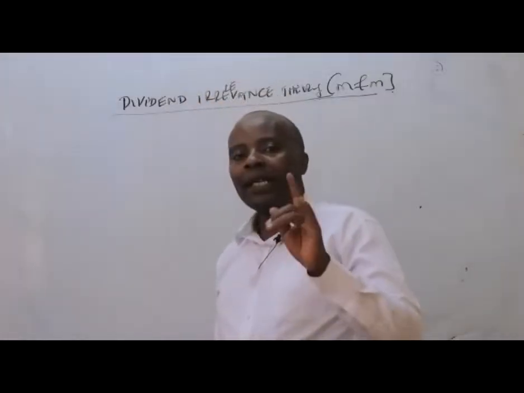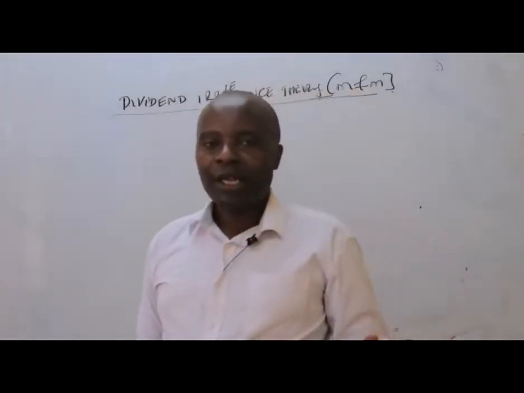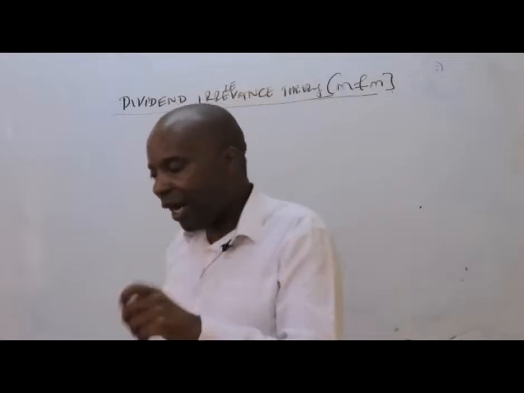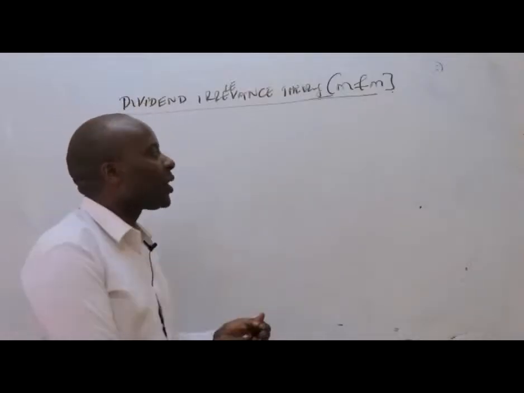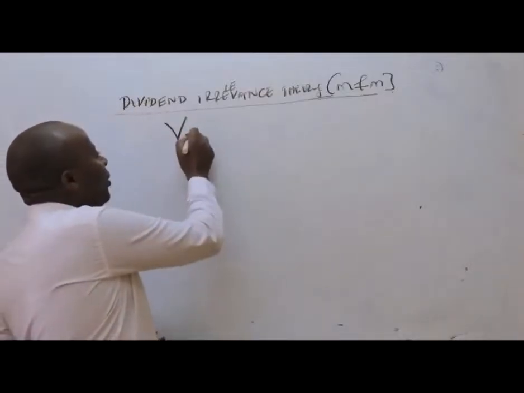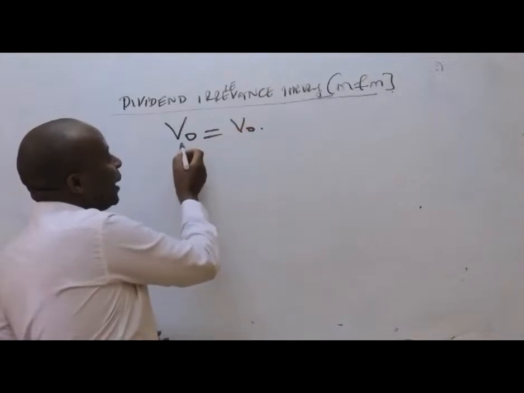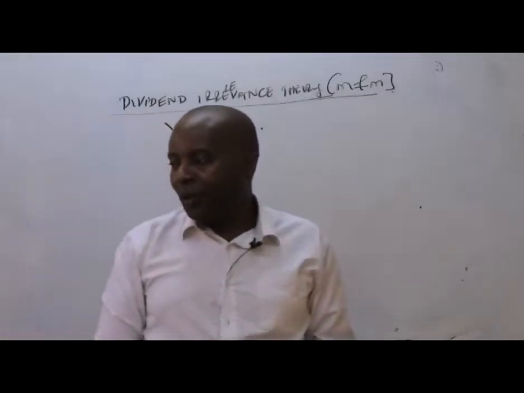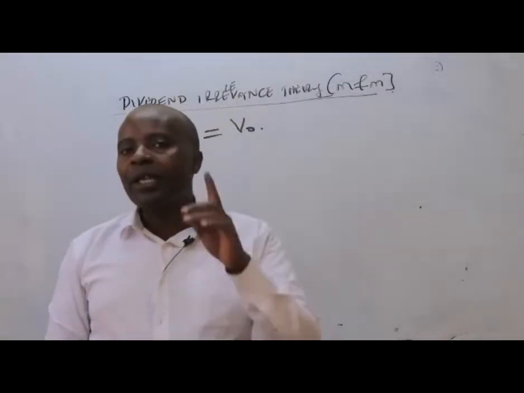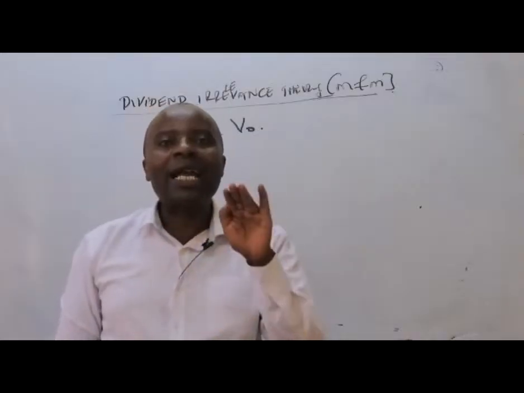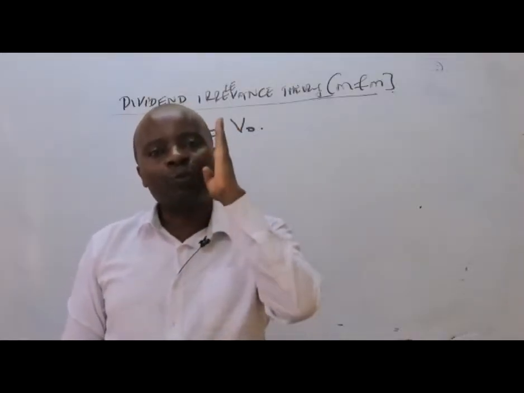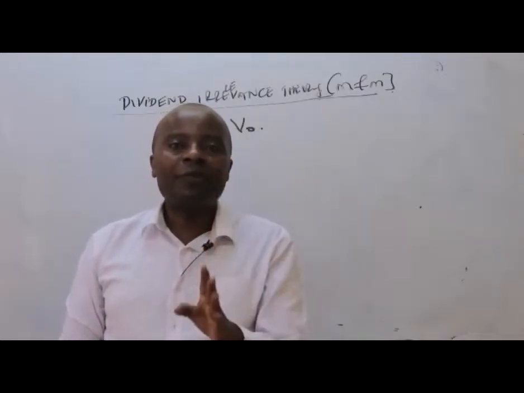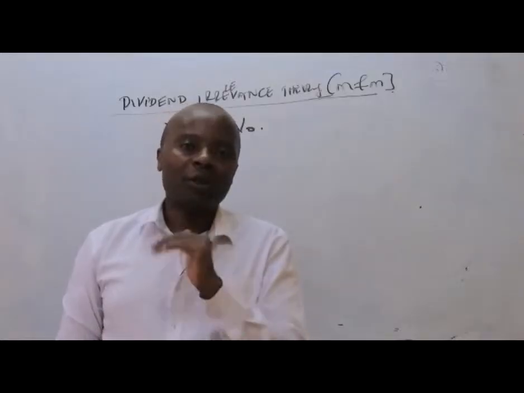So remember, under dividend irrelevance theory, whether you pay dividends or you don't pay dividends, the value of the firm will always be the same. The current value of the firm, when you talk of P0, O means current value, is always the same, regardless of whether you decide to pay dividends or you don't pay dividends. It's called the dividend irrelevance theory.